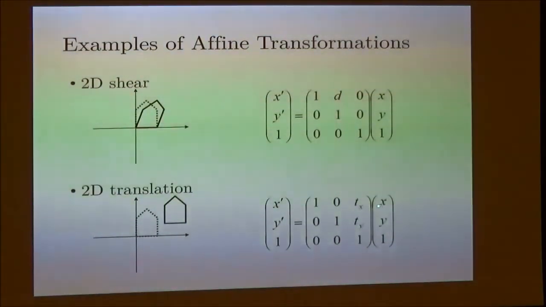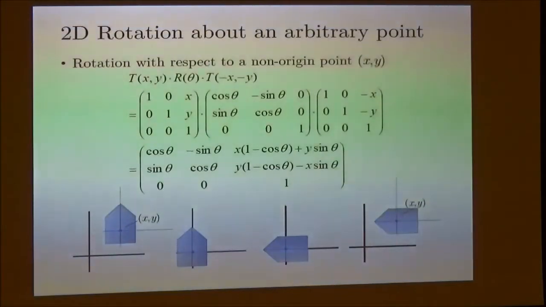So x prime is x plus tx, y prime is y plus ty. So all the points on the body are translated by amounts tx and ty. If you want to do rotation about an arbitrary point, we have to do a composition of transformations. So let's say we have this rigid body, we want to do a rotation about this particular point.